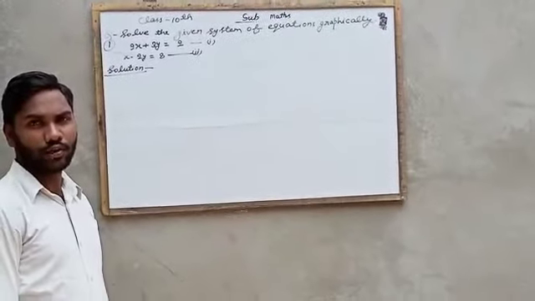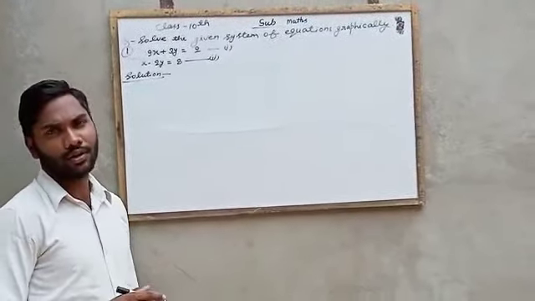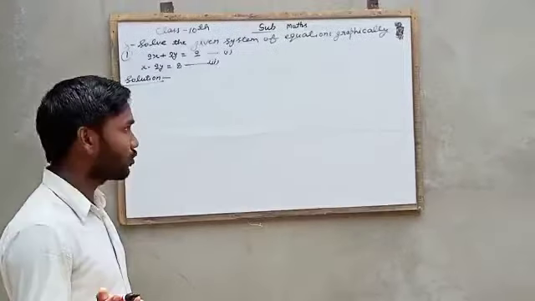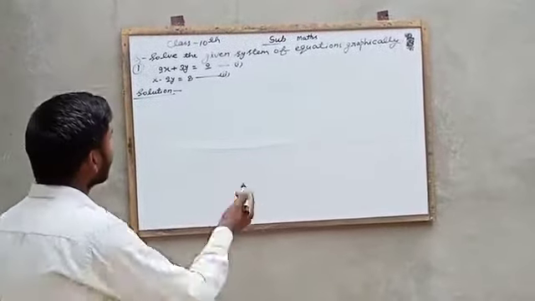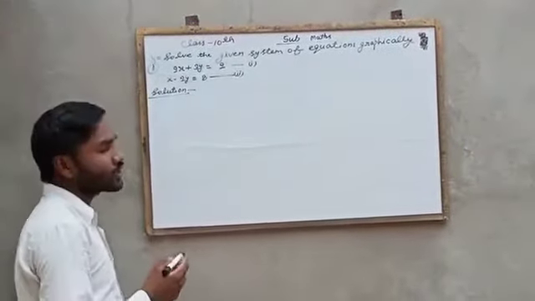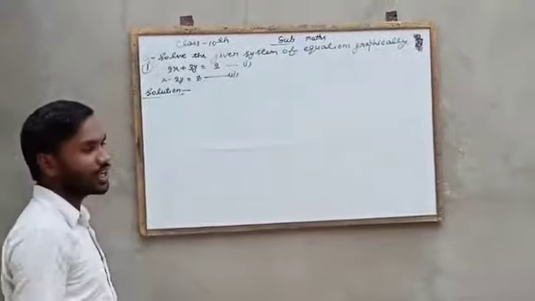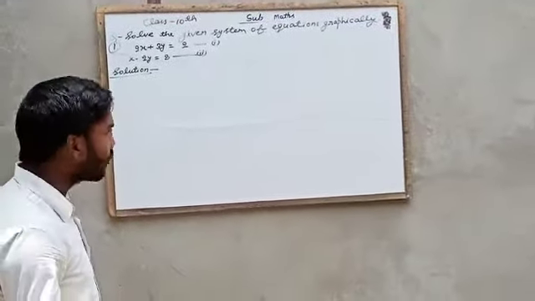Today I will tell you how to solve the given pair of equations by the graph method. We are going to solve the equations graphically. Here I have taken one example. The first equation is 2x plus 3y is equal to 2, and the second equation is x minus 2y is equal to 8. So now we are going to solve it.